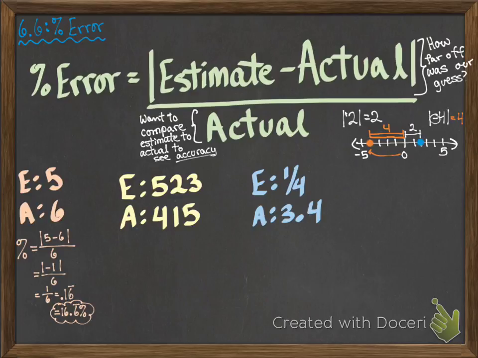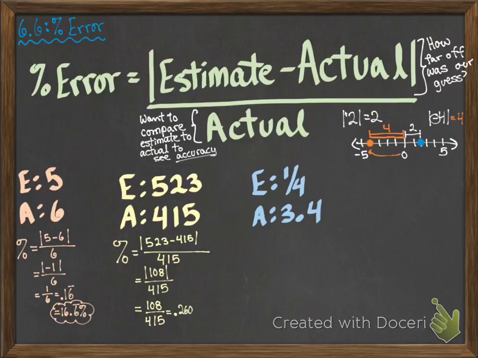All right, we're going to use the same process for the estimate of 523 and an actual value of 415. So percent error equals absolute value of 523 minus 415 over 415. 523 minus 415 is 108. So I have the absolute value of 108 over 415. Absolute value of 108 is just 108. So 108 over 415, that gives me 0.2602 as my decimal form. And I can change that into a percent, 26.02%. Just multiply by 100, move your decimal point 2 to the right.